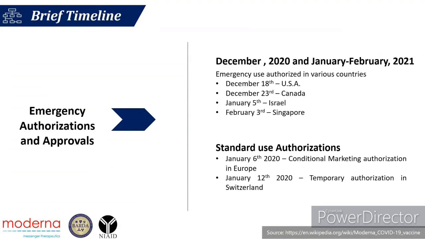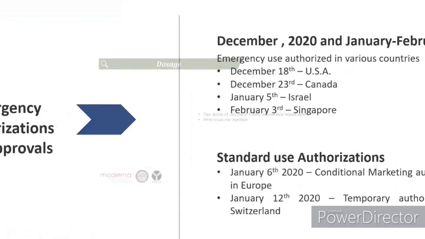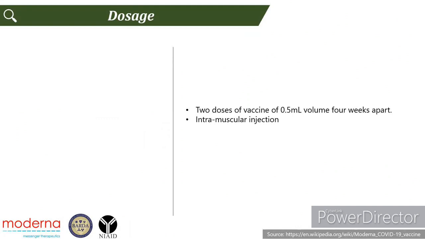Emergency Use Authorization, or EUA, was provided for the vaccine on 18th of December 2020 in the USA, 23rd December 2020 in Canada, January 5th, 2021 in Israel, and February 3rd, 2021 in Singapore. Conditional marketing authorization was provided on January 6, 2020 in New York, and temporary authorization was provided on January 12, 2020 in Switzerland.